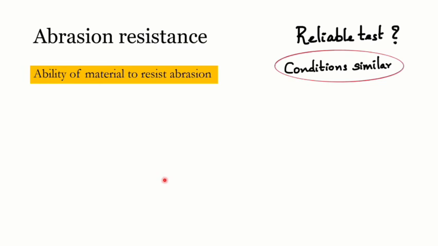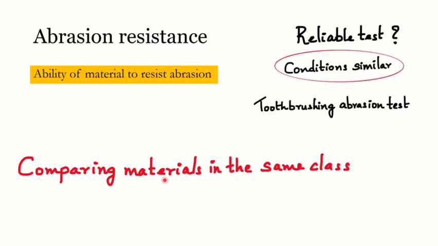So we should subject that particular material to similar conditions. That is, if a restorative material is to be kept, we should expose it to the conditions of the mouth, like constant friction while chewing, all those things. The most common example is the tooth brushing abrasion test. So if you feel that a particular patient's brushing habit is going to cause abrasion to the tooth, you should conduct a tooth brushing abrasion test to see if it is normal or abnormal.